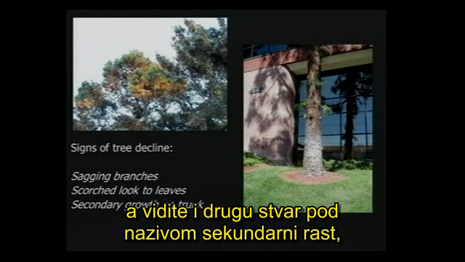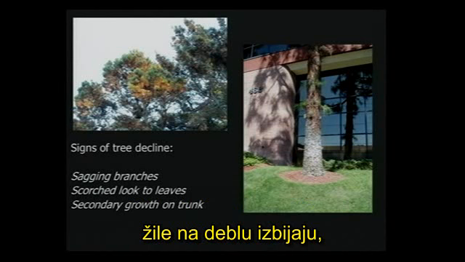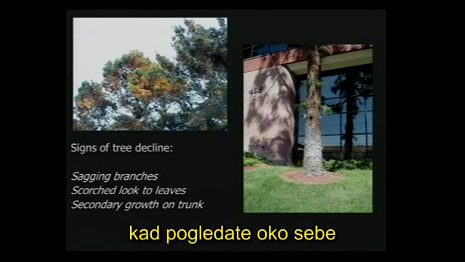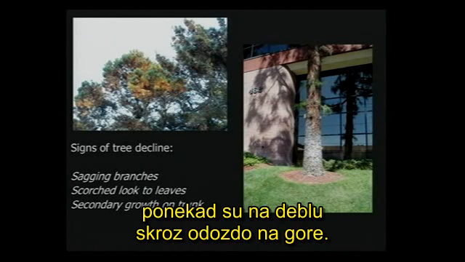And you see this other thing called secondary growth. The tufts on the trunk poking out, that's the tree desperately trying to give itself a second stab at life. So when you look around you and you see these little growths, sometimes they're all the way along the trunk from the ground up.